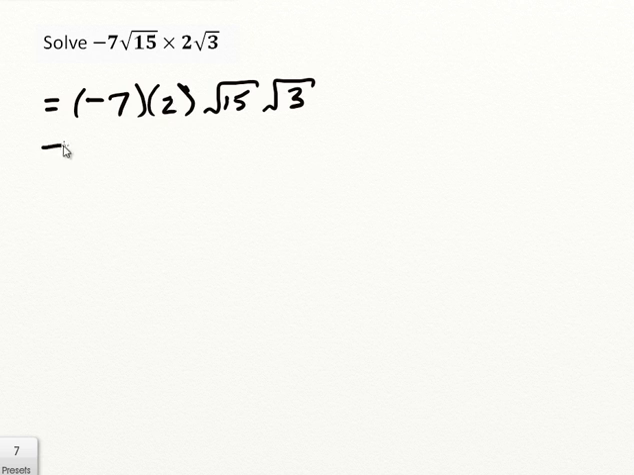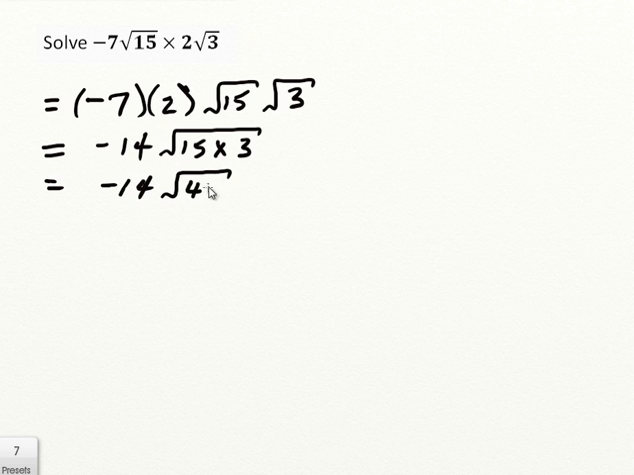Now, let's go ahead and multiply these. Negative 7 times 2 is negative 14. And I can place both of these radical terms under a common radical sign. So 15 times 3. Well, that's going to turn out to be negative 14, and 15 times 3 is 45. So we may want to stop there and say, well, we're all done. But I'm going to suggest that you don't.